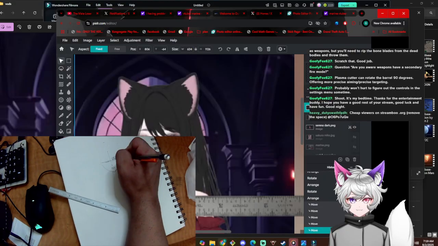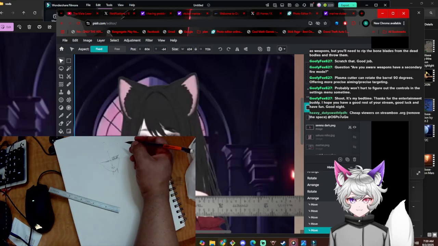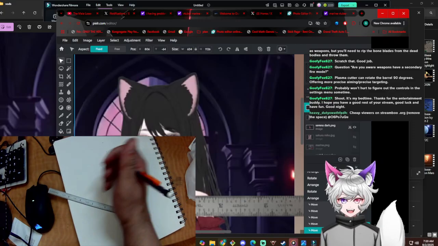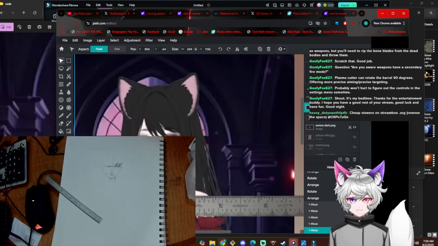Nope, this is where it cuts the curve of this straight here. That part, yes. And then the eyelash here. Scratch up this. Okay, now it's time for the other eye.